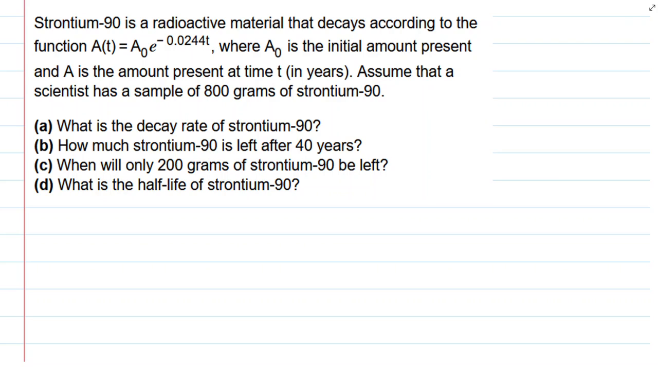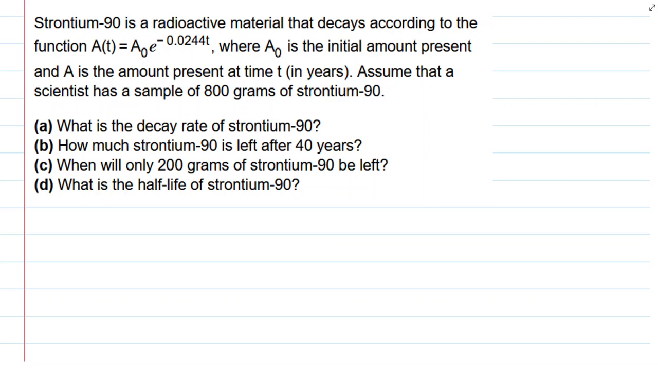Okay. On this one, we have radiation decay. Decay is the only time we have a negative on the K. According to the function A of T, according to time, the amount of this radioactive material is decreasing. How much? Okay, what is T here? T is in years. 0.0244, yeah, per year. Not quite 2.5.